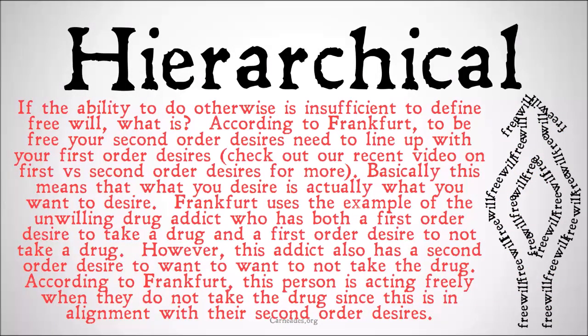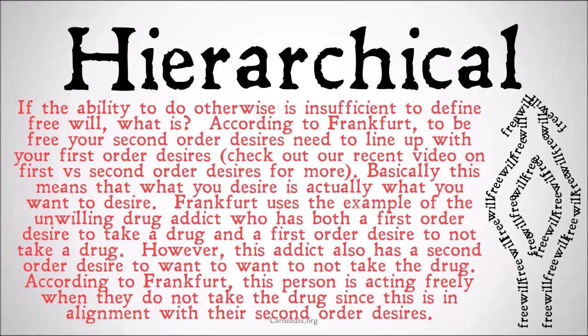If the ability to do otherwise is insufficient to define free will, what is sufficient? According to Frankfurt, to be free, your second-order desires need to line up with your first-order desires. Check out our recent video on first versus second-order desires for more on that. Basically, this means that what you desire is actually what you want to desire. Your immediate desires, such as I want an ice cream cone, agree with your second-order volitions, like I want to be the kind of person that wants an ice cream cone.